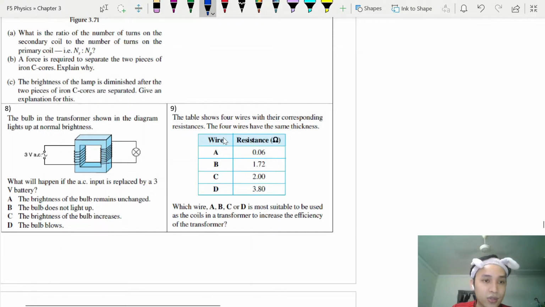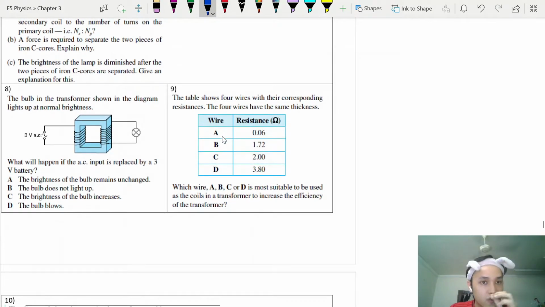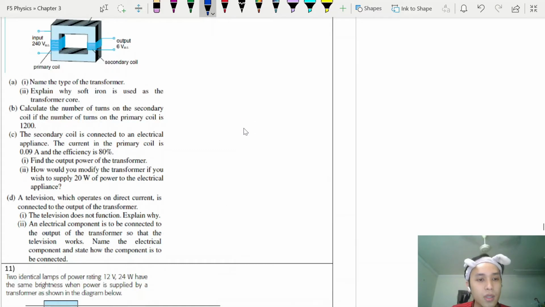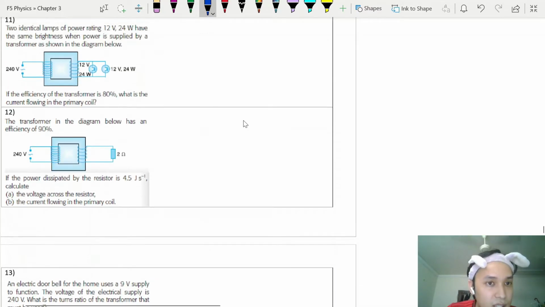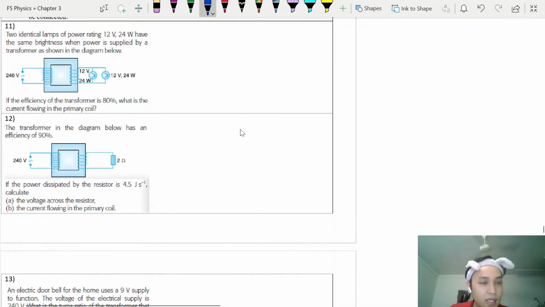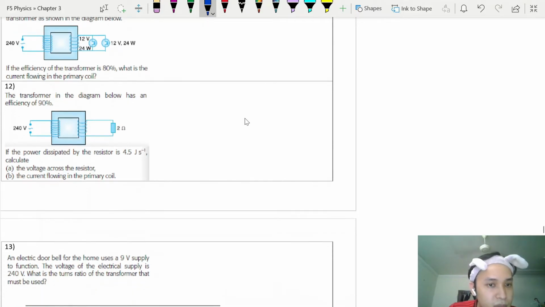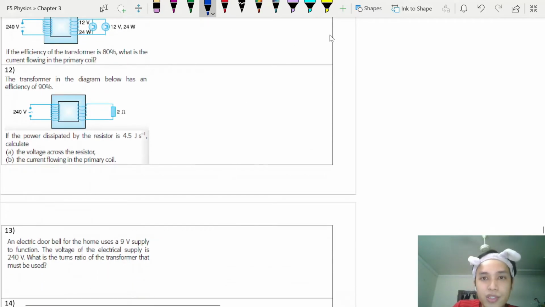Okay, last one, let's look at this one. Transformer in the diagram, brightness. Remember, a transformer can only work with alternating current. If I change this into a battery, meaning the transformer will not light up. Just remember that. Let me see if there are any more difficult questions for us to look at. This one, question number 12.